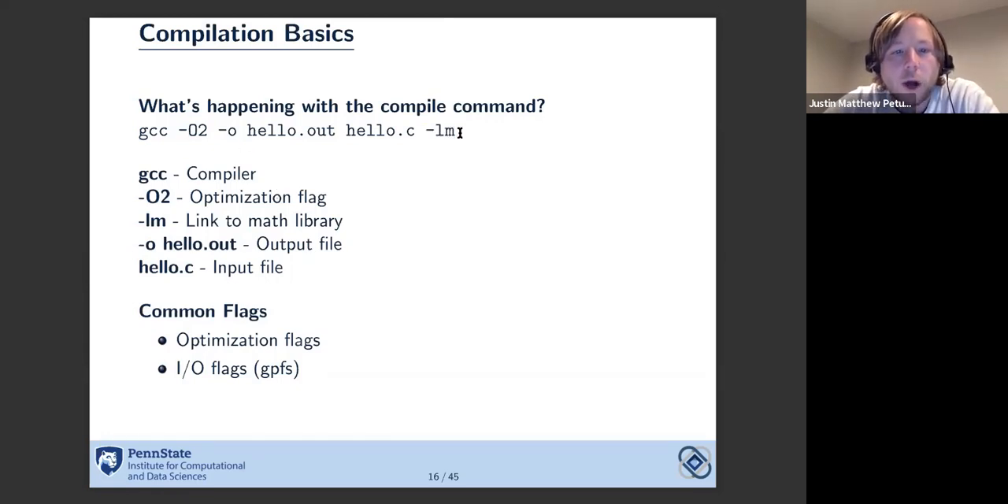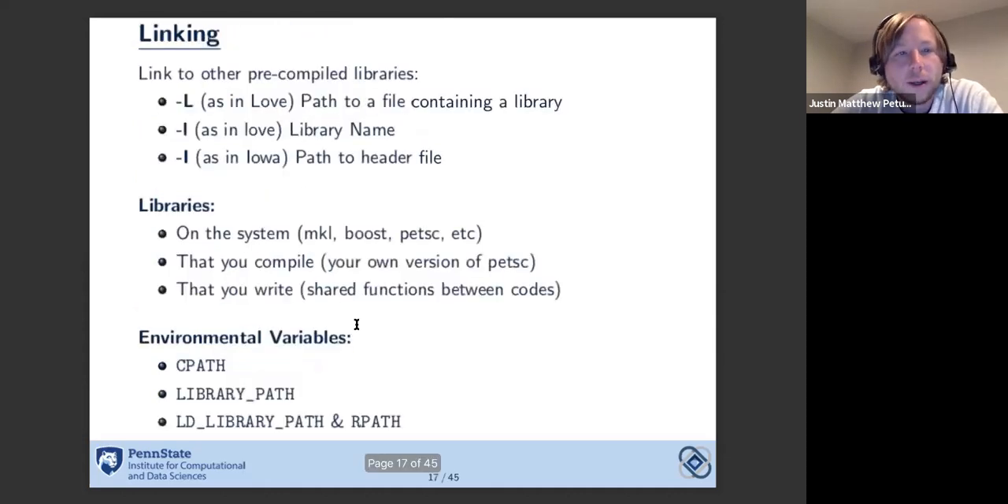And then our final option here with compilation is linking an external library: -lm. The m is the C standard math library that we're linking here. Okay, so that's our basic compilation command.